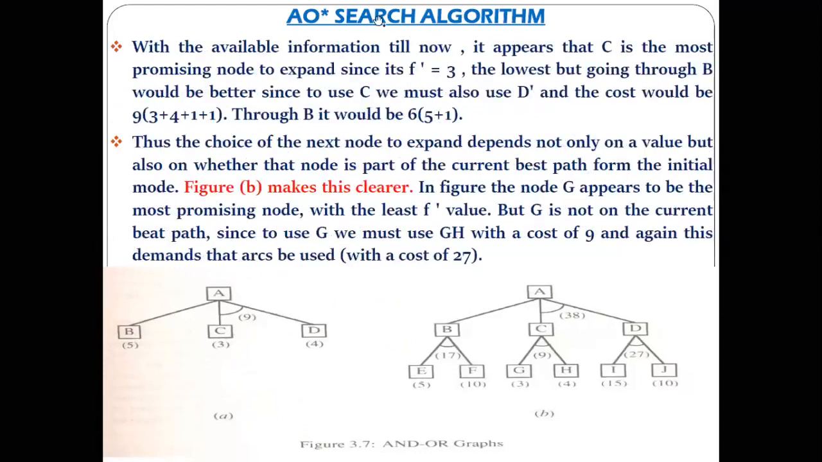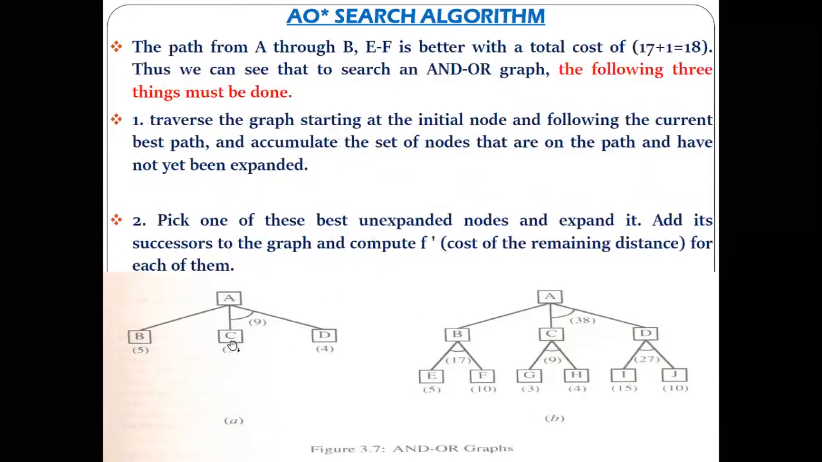Now, the same thing I have mentioned here. What it is proving is that the choice of the next node to be expanded does not depend only on the value, but on whether that node is part of the current best path from the initial node. Previously, when we applied A star, we were just thinking about the value. The value of the C node is less, that's why A star will choose this C node.